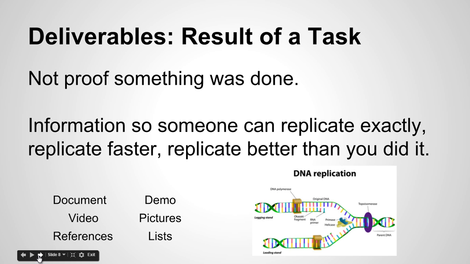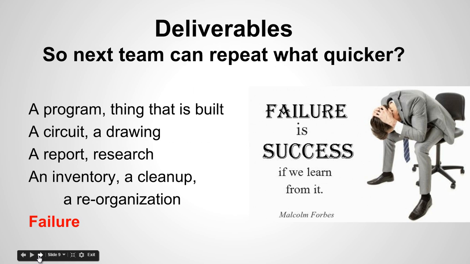So a deliverable could be anything. It could be a document, it could be videos, it could be research that was done on the internet with lots of references. It could be a demonstration that's videoed. It could be pictures, it could be lists of things. Like, let's say you worked on a purchase order, and then you would have a list of all the items in the purchase order and where you're buying it from and how much they are and what quantity, that kind of thing. Deliverables. So the next team can repeat what quicker? They can go to the next step and continue building the program that you've written.